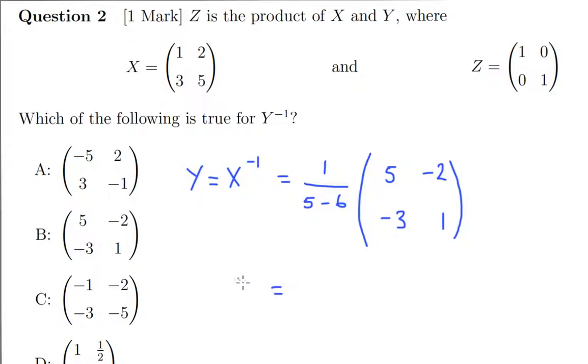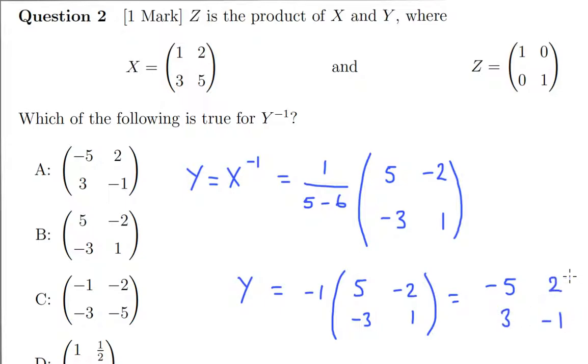Okay, so y is going to be, and this is going to be minus 1. 1 divided by minus 1 is minus 1. 5, minus 2, minus 3, 1. And we can bring that minus 1 in. We're going to times minus 1 by each of these numbers, which will change the signs. So it's going to be minus 5, 2, 3, minus 1. And we have that here. So the answer is A.